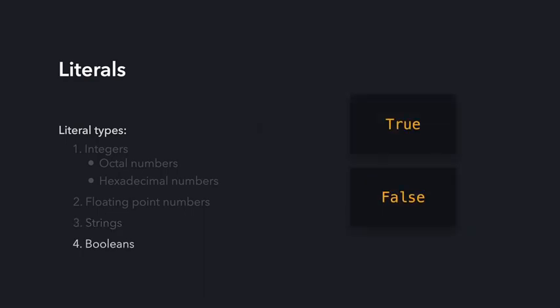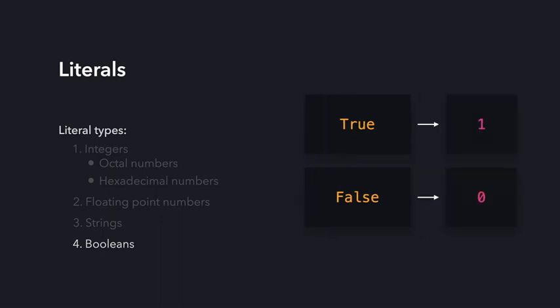Lastly, there are booleans. There are 2 boolean values. Something is either true or something is false. Sometimes you see that the truthfulness of a value is represented by either a 0 or a 1. In this numeric context, a 1 means that the value is true, whereas 0 means that the value is false.